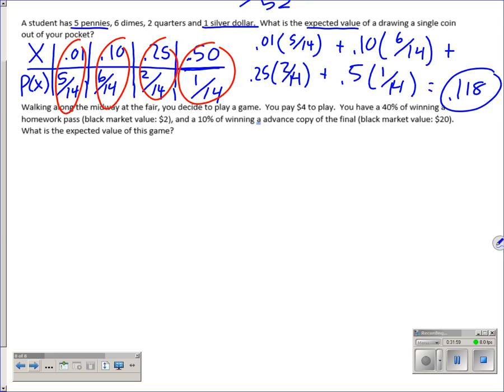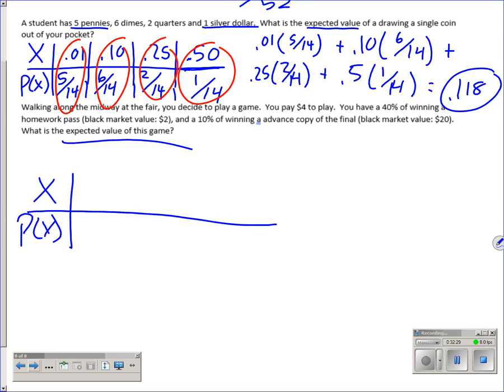Okay. And the last expected value problem, the last one on the review sheet, is walking along the midway at the fair. You decide to play a game. You pay $4 to play. You have a 40% chance of winning a homework pass, black market value is $2, and a 10% chance of winning an advanced copy of the final, black market value $20. What is the expected value of the game? All right, again, we're going to list our outcomes and our probability of success. You got to think about this one a little bit more, okay?